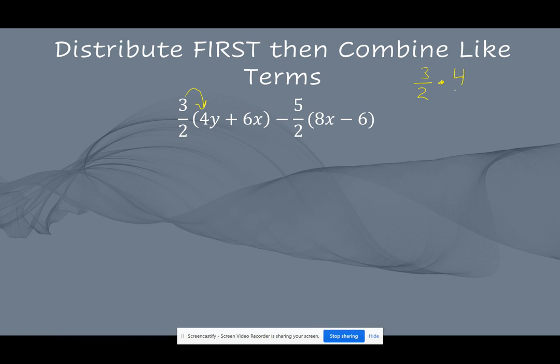So again, when you're multiplying a fraction, put it over 1 and multiply straight across. So we have 3 times 4 is 12, 2 times 1 is 2, and 12 divided by 2 is 6. So we get 6y. Now we have 3 over 2 times 6 over 1. 3 times 6 is 18, 2 times 1 is 2, 18 divided by 2 is 9. So we have 9x.